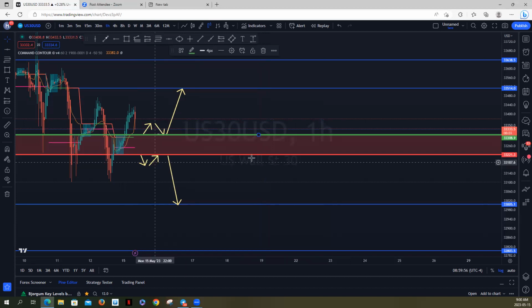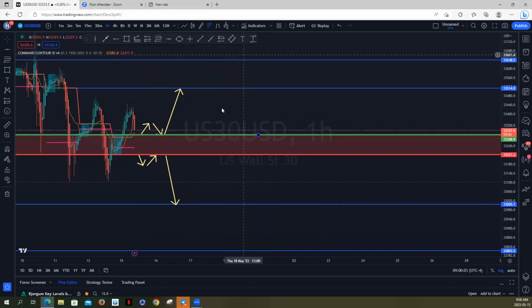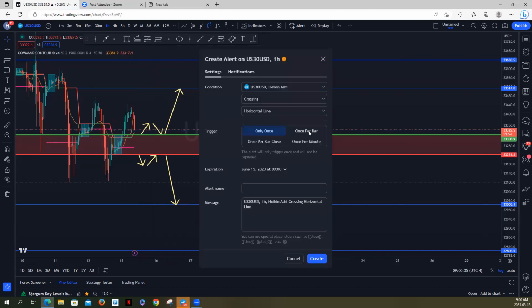So how do I not miss it? On these lines, you put the alerts. Right? I like once per bar. So when the alert hits, you get it. And remember, you want to use these messages to your advantage, right? So alert name, you could name it zap zone sell.